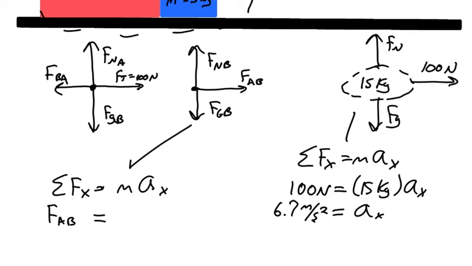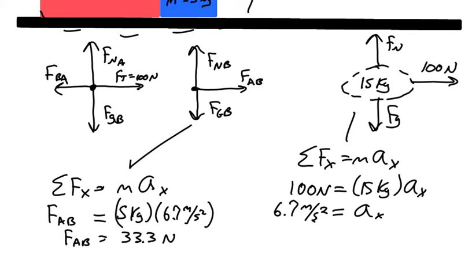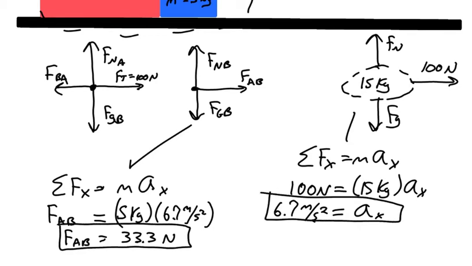It is equal to the mass of block B, which is 5 kilograms, times the acceleration of block B, which is 6.7 meters per second squared. And so we get a force from A on B of 33.3 newtons. And then the force from B on A, that's a third law pair, so that one would be 33.3 newtons as well, just in the opposite direction.